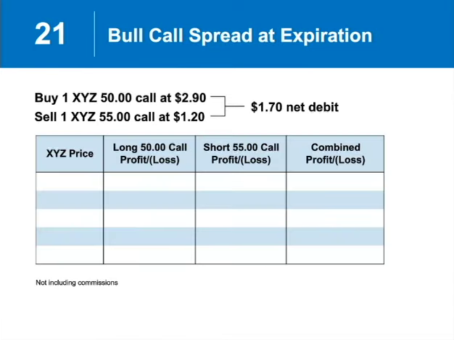An example, XYZ trading at $73. We sell the 65-75 call spread in our example. So selling the 65 for $940, buying the 75 for $340, taking in a $6 net credit. So real quick, what do you think our maximum profit could be? Maximum profit could potentially be the credit we took in, the $6. Maximum loss, I hope you're with me, is going to be the difference between those strikes, $10, less the credit we took in. So our maximum loss potential is that $4 or $400.